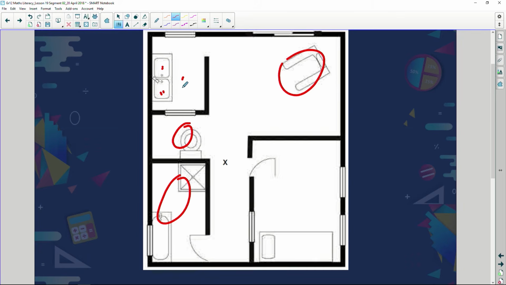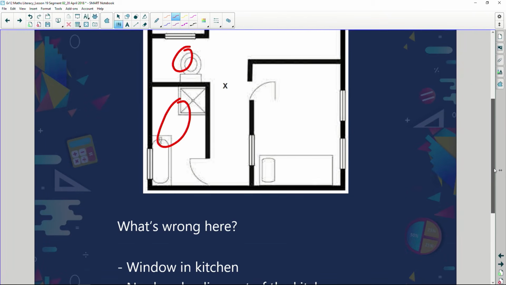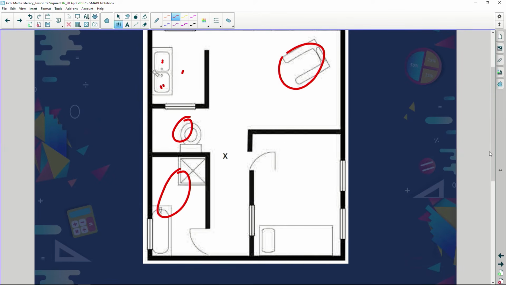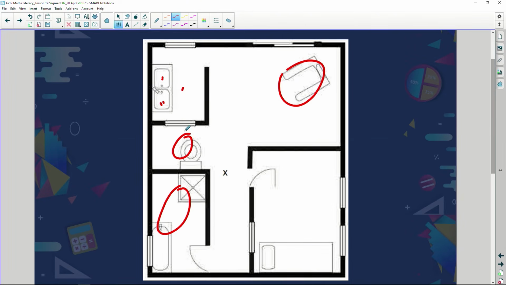All right? So here's some questions we're asking. What's wrong here? Okay, let's have a look and try and decide what's wrong. First of all, look at this. We have a window between the kitchen and the toilet. How weird is that? Imagine someone cooking in the kitchen and checking you out in the toilet. That is definitely a big no-no. There is something wrong here. In fact, let's just do it in red. Something wrong here. We don't like that at all.